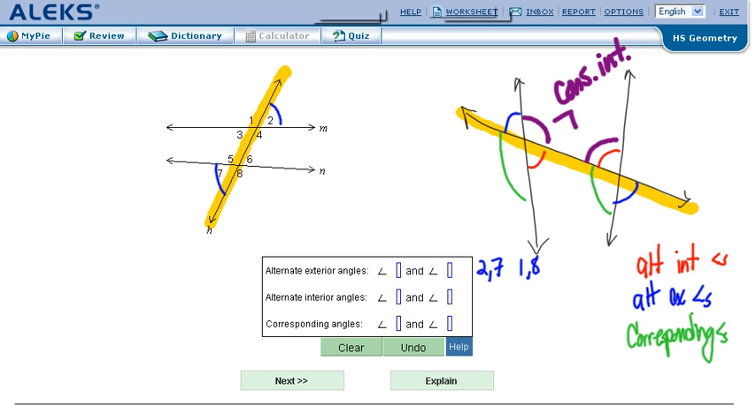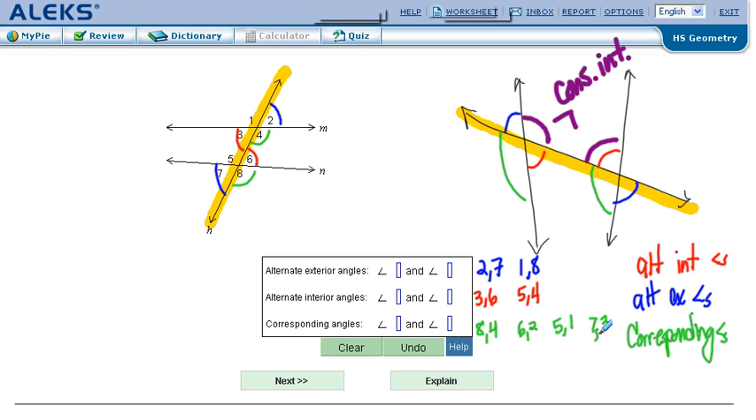Alternate interior would be 3 and 6. And then another set could be 5 and 4. Corresponding angles, there's 4 of them. 4 sets, I should say. 8 and 4 would be 1. And then 6 and 2 would be another. And then 5 and 1 would be another. And the last set would be 7 and 3.